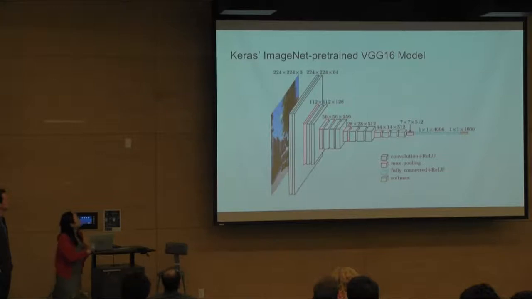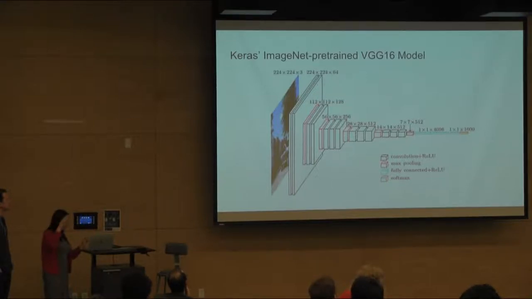And we decided to use a Keras pre-trained ImageNet VGG16 model. And this model has this big chunk of convolutional layers at the bottom. And then on the top, there are 2 fully connected layers, to do a classification task, which is saying which one of the possible 1,000 categories it is.